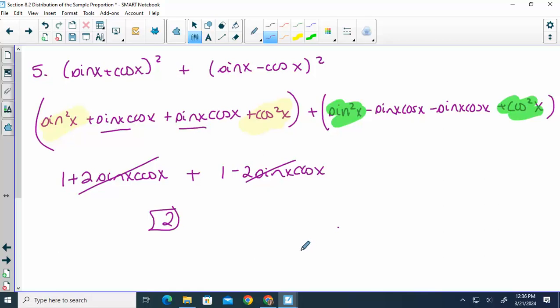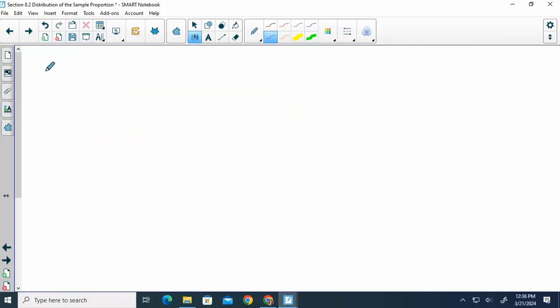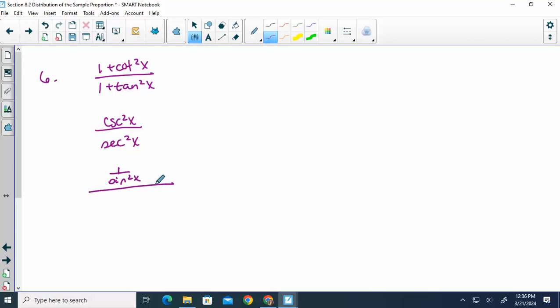Do we need number 6? Alright, any obvious identities? Yeah. Look here, Pythagorean identities. 1 plus cotangent squared is cosecant squared. 1 plus tangent squared is... What is cosecant? What is secant?